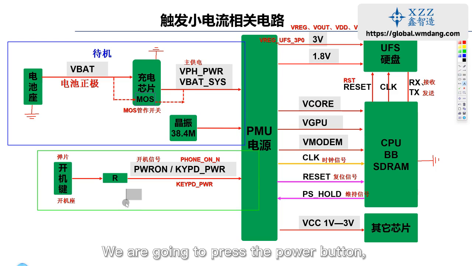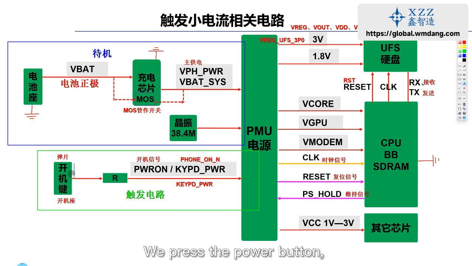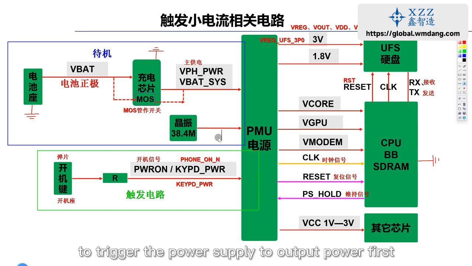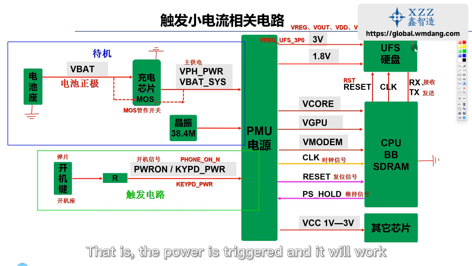We're going to press the power button. This action is called trigger. We press the power button. Ground the power button. The power button signal can be grounded for more than 5 seconds to trigger the power supply to output power first. That is, the power is triggered and it will work.